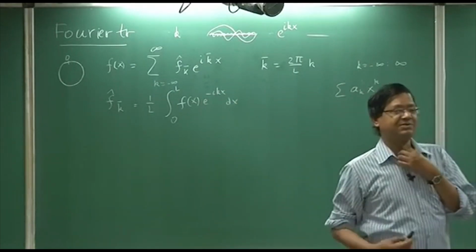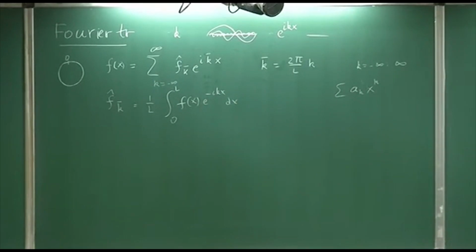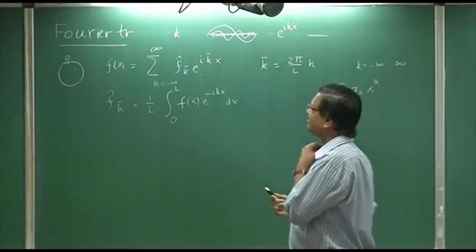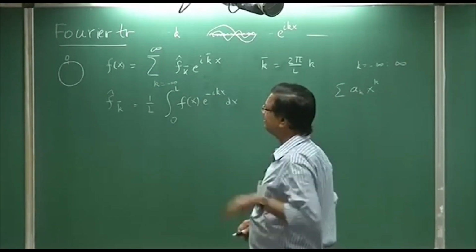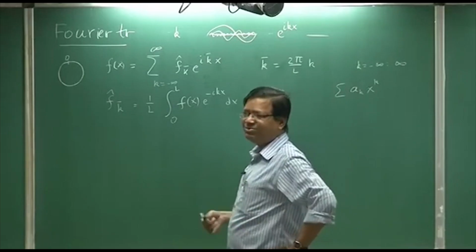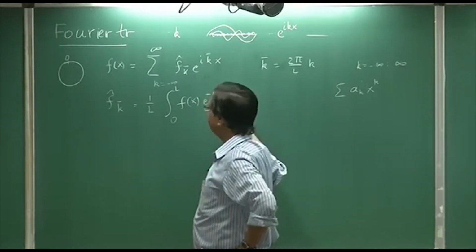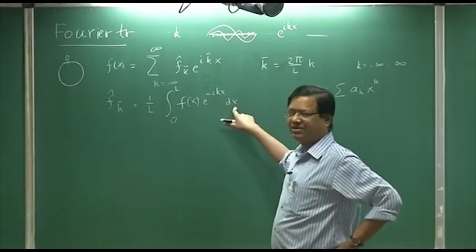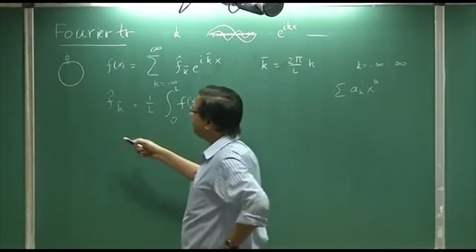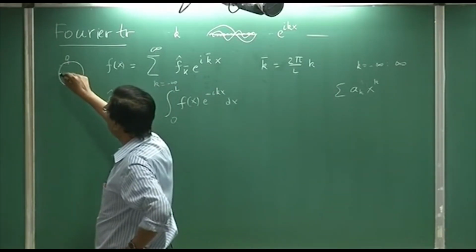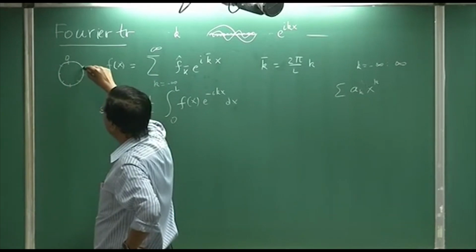Now, this is for real space. That means x is continuous, it goes from 0 to L, and k is infinite. Now, in a computer I can never make x continuous, it is not possible. So, the idea is to discretize this x. So, I discretize them at n points.